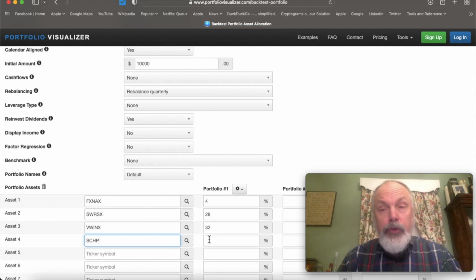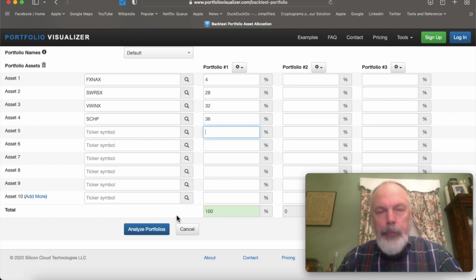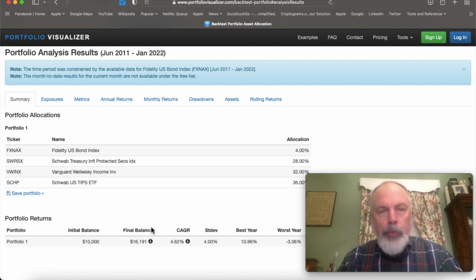Now, if you know what I know about I-bonds, and please see the link above, they are a little different than TIPS funds, and they have certain advantages. But I'm going to use this as a proxy. Put the numbers in, make sure it adds up to 100%, and analyze the portfolio.